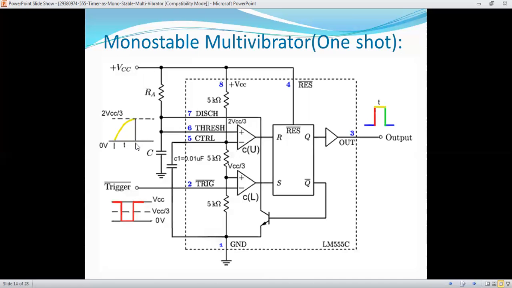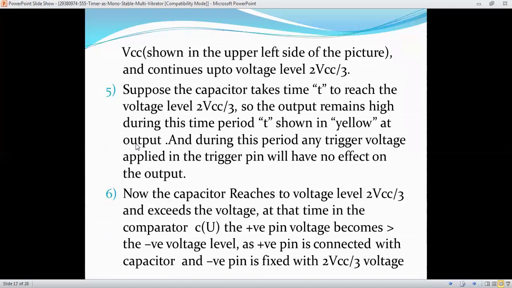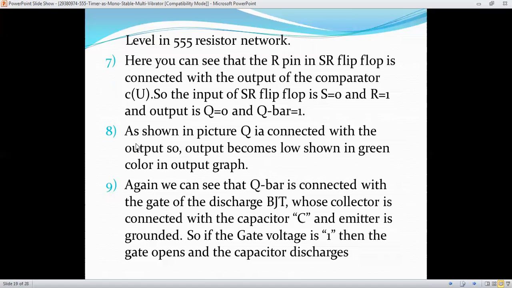We have these changes in the colorful diagram, shown as red and yellow. The output is yellow during this period, and any trigger voltage applied at the trigger pin will have no effect on the output. Now the capacitor reaches the voltage level of 2 by 3 VCC. In the upper comparator, the positive pin voltage becomes greater than the negative pin voltage, as the positive pin is connected with the capacitor and the negative pin is fixed at the 2 by 3 VCC level from the 555 resistor network.